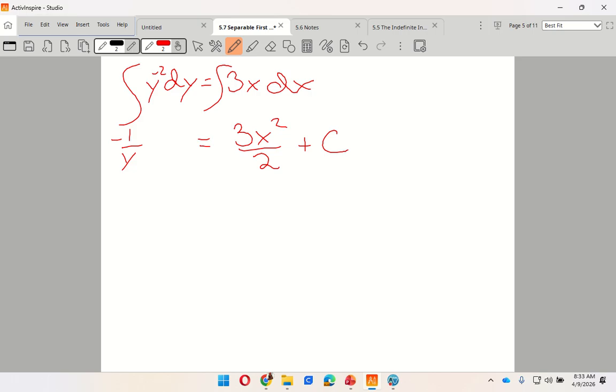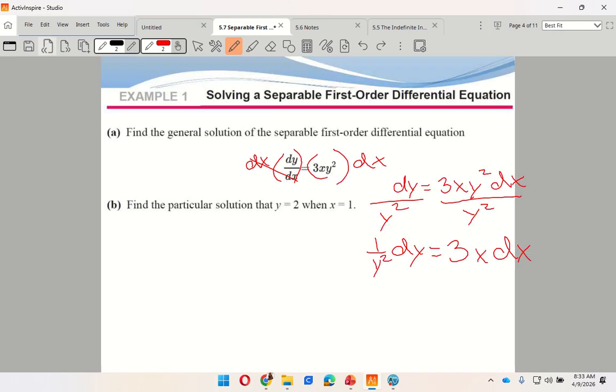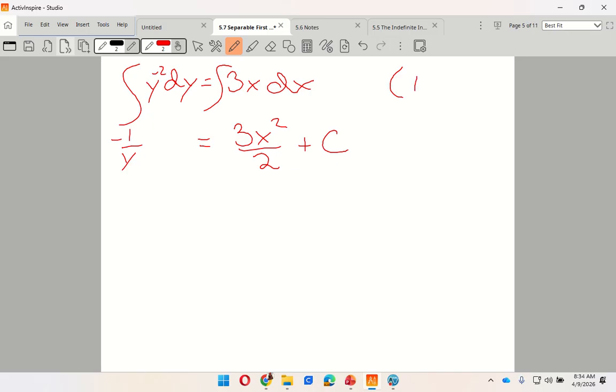Now, on this problem right here, it said find the particular solution. This is working towards a general solution since I don't know what my C is. So it's going to be x is 1, y is 2. When I have a particular solution, that means I'm going to have one line, una línea. So let's plug those in.